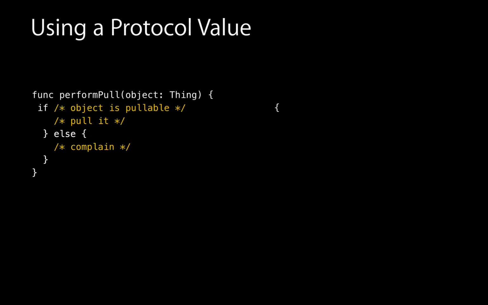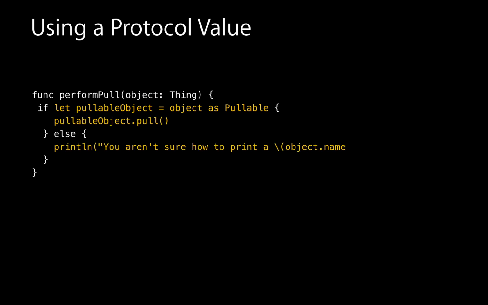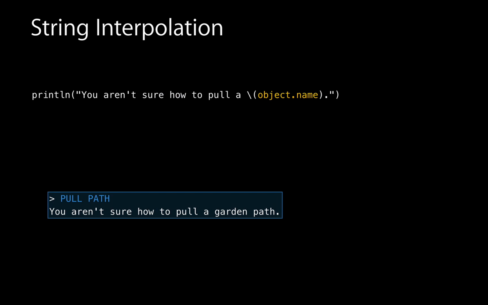Now let's go back to our perform pull function. How do we actually check whether something is pullable? Well, that's very straightforward. We can just use a conditional cast down to the protocol type. This conditional cast will give us a value of pullable type, which we can then actually pull if it succeeds. And if it doesn't succeed, we're just going to print an error message. And that's it. That's all we needed to do in order to implement the pull method.